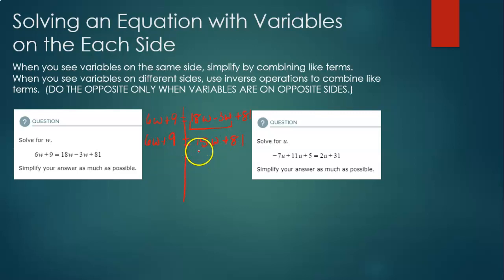Then we're going to get the w's on one side, so I'm going to subtract 15w on each side. That gives me negative 9w plus 9 equals 81. We're going to subtract 9 from each side. That gives me negative 9w equals 72. That gets me everything with a w on the left, everything that's constant on the right. Divide both sides by negative 9, and so w equals negative 8. You pause the video and try this one on your own now.